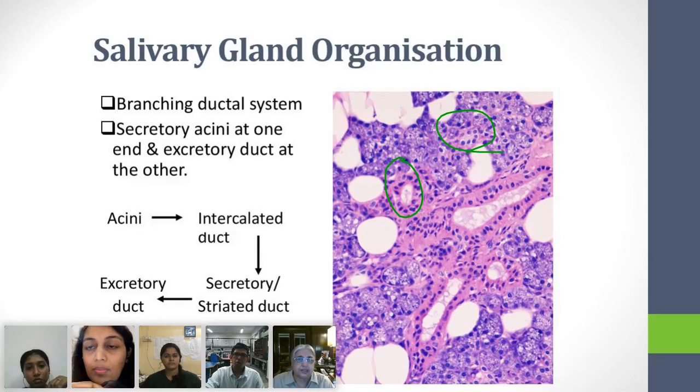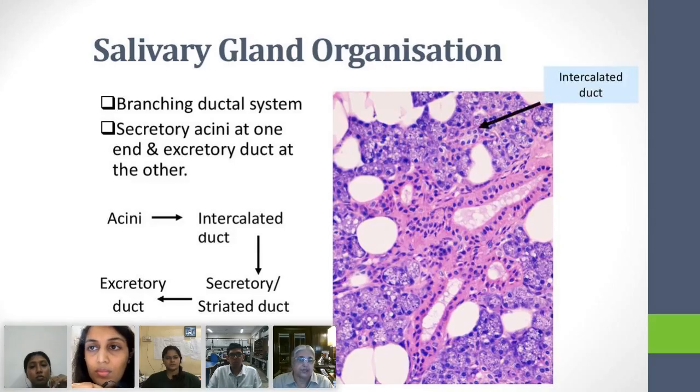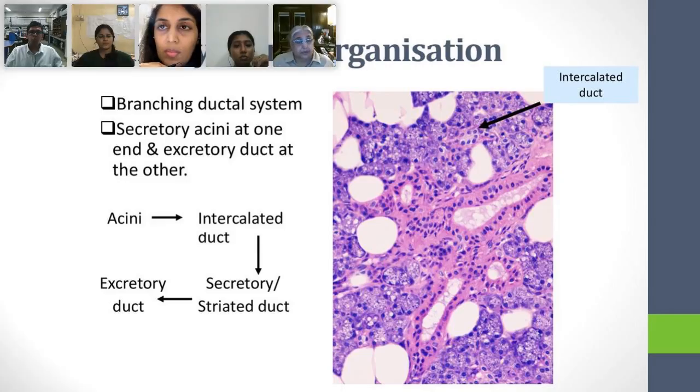Can everybody see this? It's a small duct that is within the lobule, and it's not what you marked the first time, but this is what is an intercalated duct. I think if I go next, you'll actually see where I have marked it. That is the intercalated duct, and it's very difficult to see in normal salivary gland preparations.